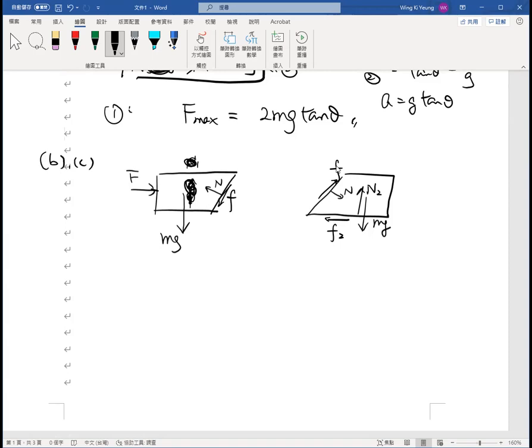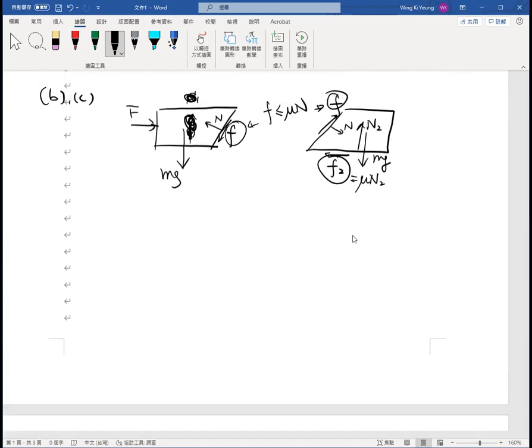Then what you need to do is decompose all the forces along the horizontal and the vertical and try to solve all the equations. In this case, this F2 is a kinetic friction because B is moving. So F2 will have a magnitude that is mu times N2. But this F is a static friction. There is no relative motion between A and B. So that means this friction can be smaller than or equal to mu N.